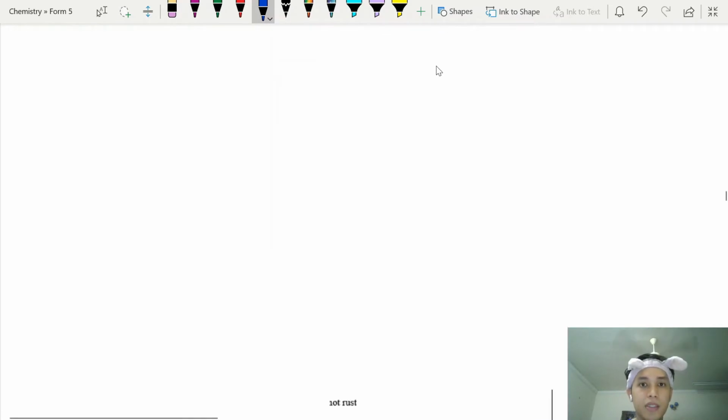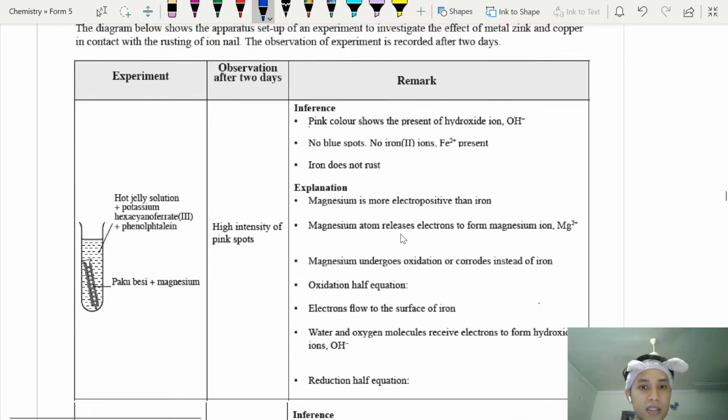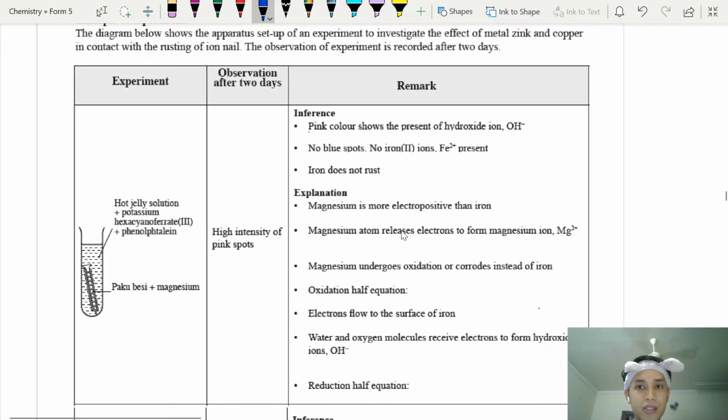Alright, because you guys are SPM students, you need to know a few important things. For example, this one. When I give you an experiment like this, there are a few important things that you need to know.